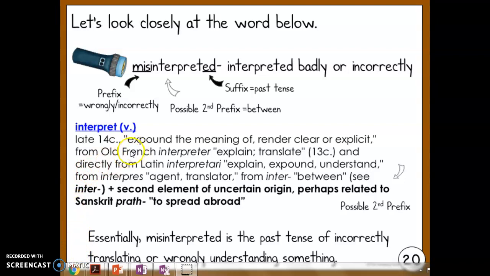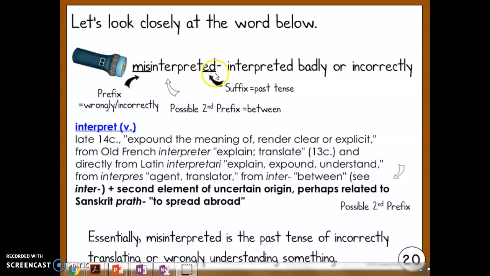This is the word misinterpreted. Misinterpreted means interpreted badly or incorrectly. So that's the definition of this word. Now, let's break this word apart a little bit. The prefix mis means wrongly or incorrectly, so we know anytime we see this prefix mis that that's what that's going to mean. We learned that last week and the week before.